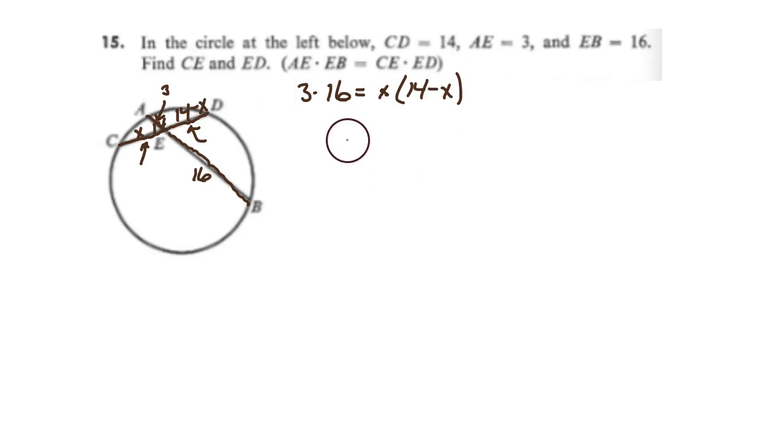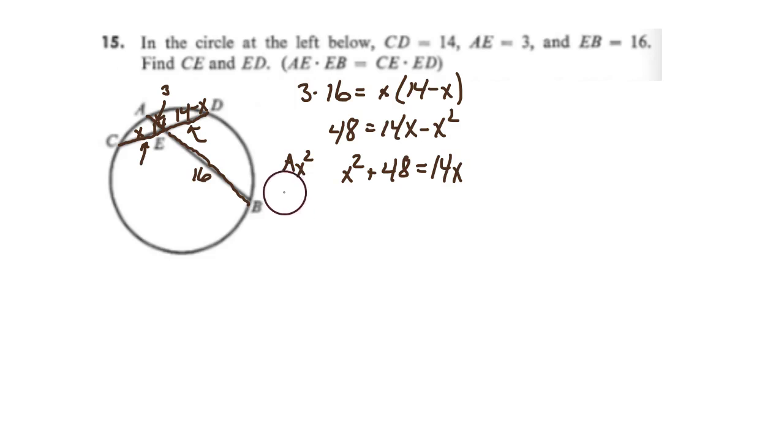Now let's solve this equation. 3 times 16 is 48. X times 14 is 14x. X times negative x is negative x squared. Let's put all the terms on the left side so that we have 0 on the right. Add x squared to both sides. We get x squared plus 48 equals 14x. Now subtract 14x from both sides. We get x squared minus 14x plus 48 equals 0.